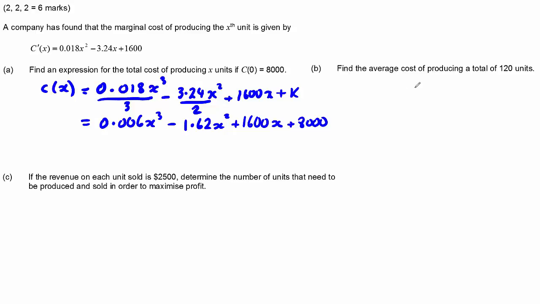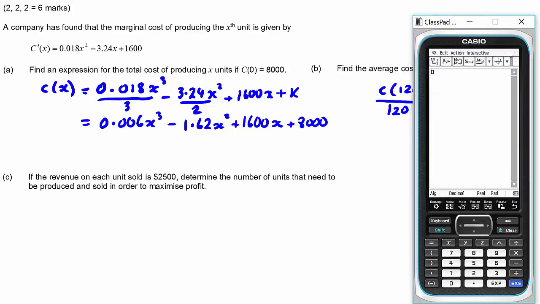We now want to find the average cost of producing a total of 120 units, so that's going to be c of 120 divided by 120. So the total cost of producing 120 divided by 120, not 1,200. So divided by the number of units we've actually made.